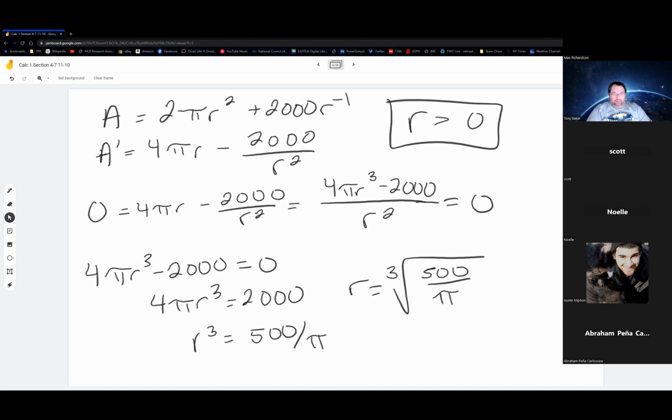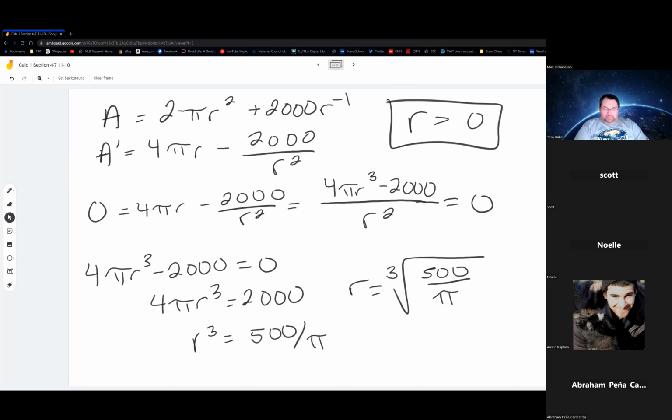What's up? Wait, hold on. So pi r, and then how did you get rid of r squared from the denominator? Because remember, if I'm trying to get it equal to 0, the bottom can never be 0. Okay. So really, I'm only looking at the top that I have to worry about in this case. Okay, thank you. No problem.